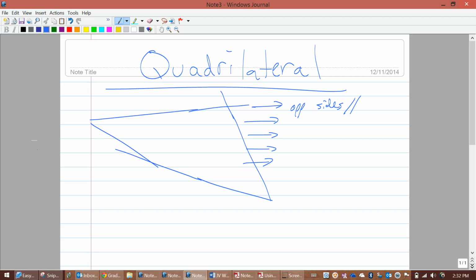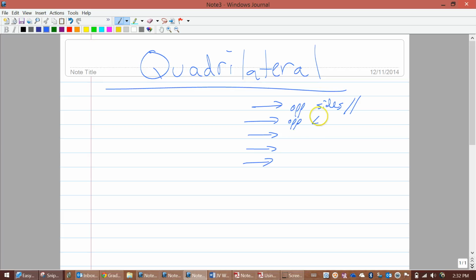Not just if one set, though, right? We actually have to have both sets. That makes sense? We have to have both sets of opposite angles congruent for it, in fact, to be a parallelogram. If both sets of opposite angles are congruent, we would have a parallelogram. We can actually just say opposite angles congruent gives us a parallelogram.